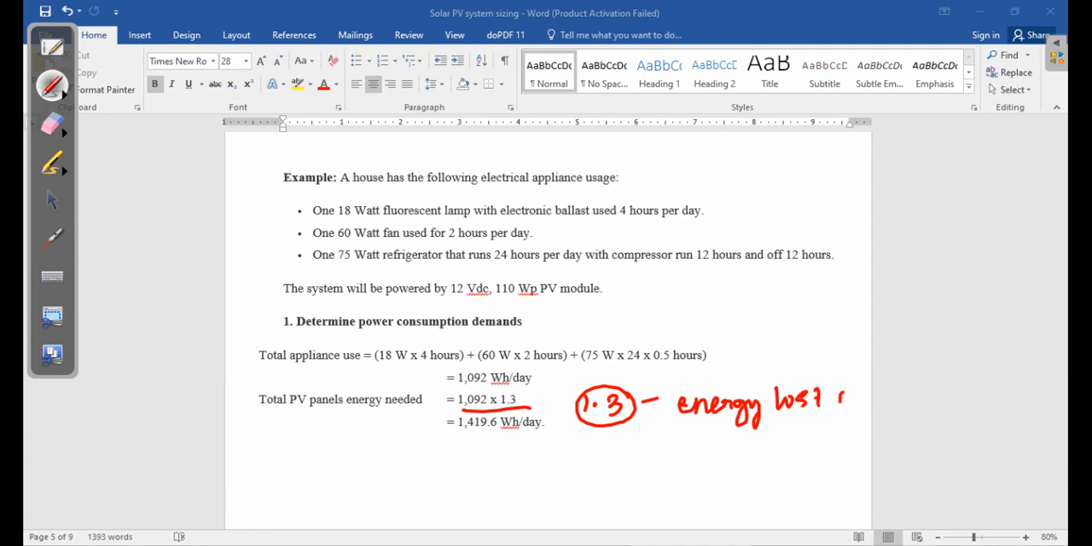Because we know that if I place a solar panel in a real-time application, it can generate an efficiency of 18 to 24 percent in real time. If I place a 100 watt panel, you may get 24 watts per day. So we have to consider the energy loss in the system also. Accordingly, the total PV panel energy needed here is 1092 into 1.3, that is 1419.6 watt hours per day. Based on this, we are going to consider the total PV energy needed for this particular panel.